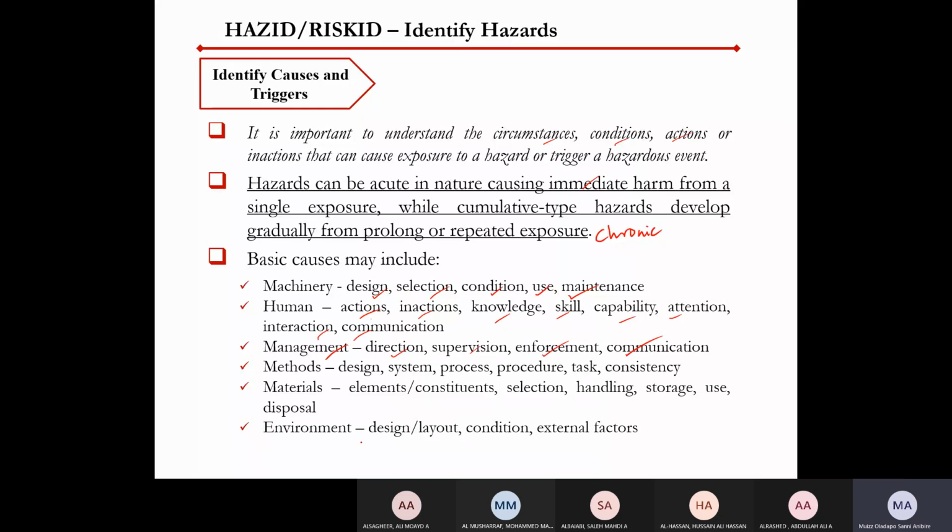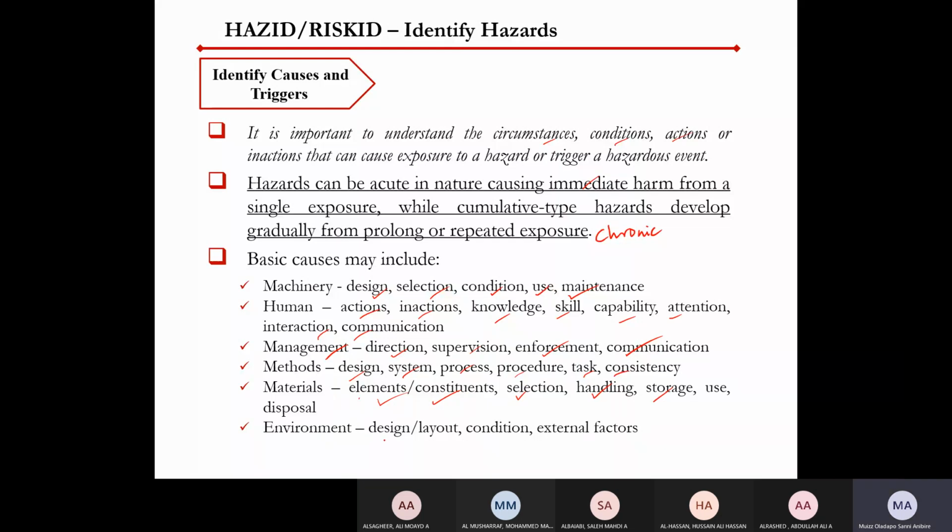Methods: they come from the methods used in design, methods used for the system, processes, procedures, tasks, consistency. So causes or triggers of hazards can come from the methods used. Materials as well: the kinds of materials used, from the elements and constituents of those materials, could be hazardous due to that. The selection of the material matters, because safer or less hazardous materials could be selected. Handling of those materials, lack of proper handling, storage, use, and disposal of those materials may be the triggers of hazards.